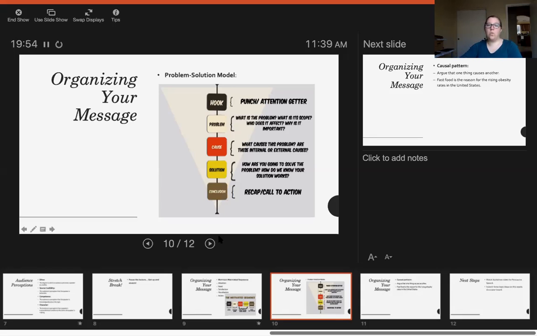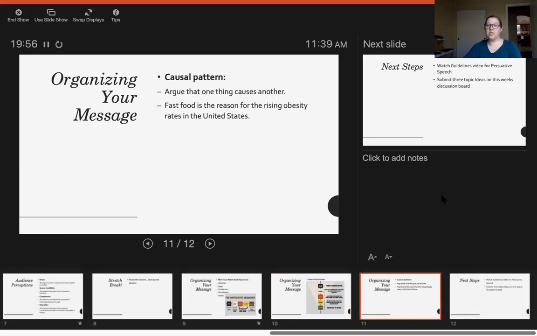And then one of the other examples that could be very effective is the causal pattern. The causal pattern is kind of arguing that one thing causes another. The way this would be outlined is very similar to these other two models, but I don't have a picture representation of it. So you would kind of have to work with how it would work for you.